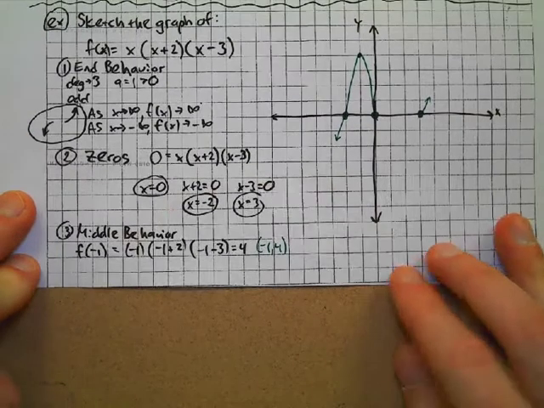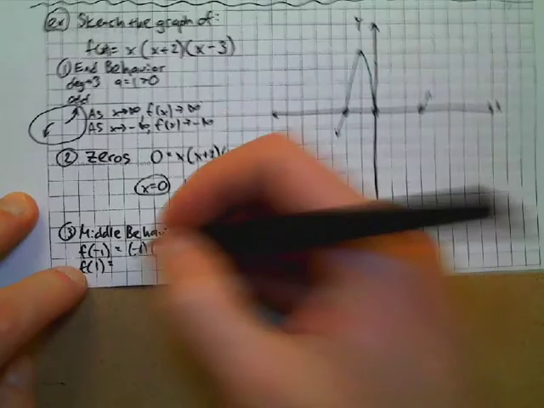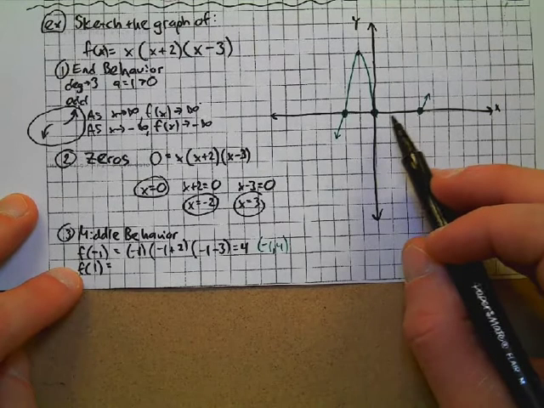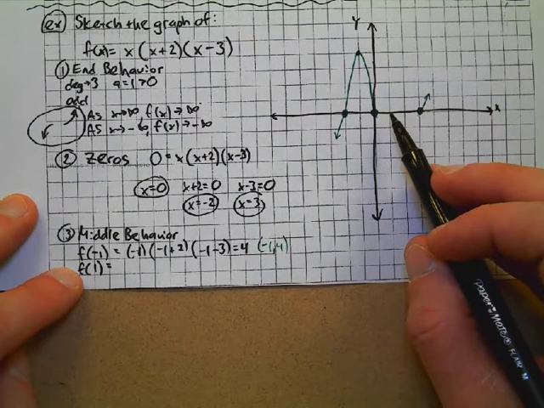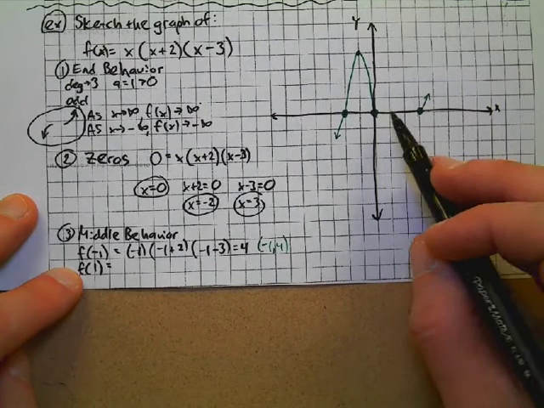And then f of 1. So now let's try 1, because again we need to figure out what's happening between these two zeros. So I'm using the x value of 1. What other x value could I have used here though? Yeah, 2 would be a good one too, or anything between 1 and 3. So I'm just going to use 1.